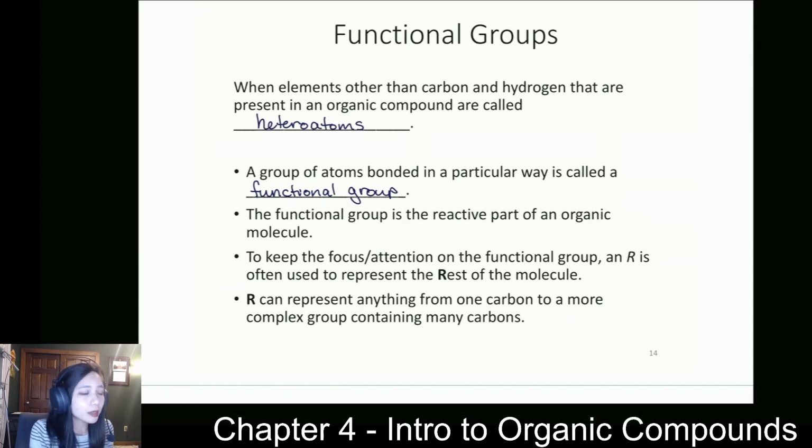So when something other than carbon and hydrogen is on a molecule, we call that a heteroatom, so just an atom other than carbon or hydrogen. So when we have a group of atoms that look a particular way on a molecule, we call that a functional group. And so on the next slides, you'll see a bunch of different functional groups that you do need to memorize and be able to identify in a structure.